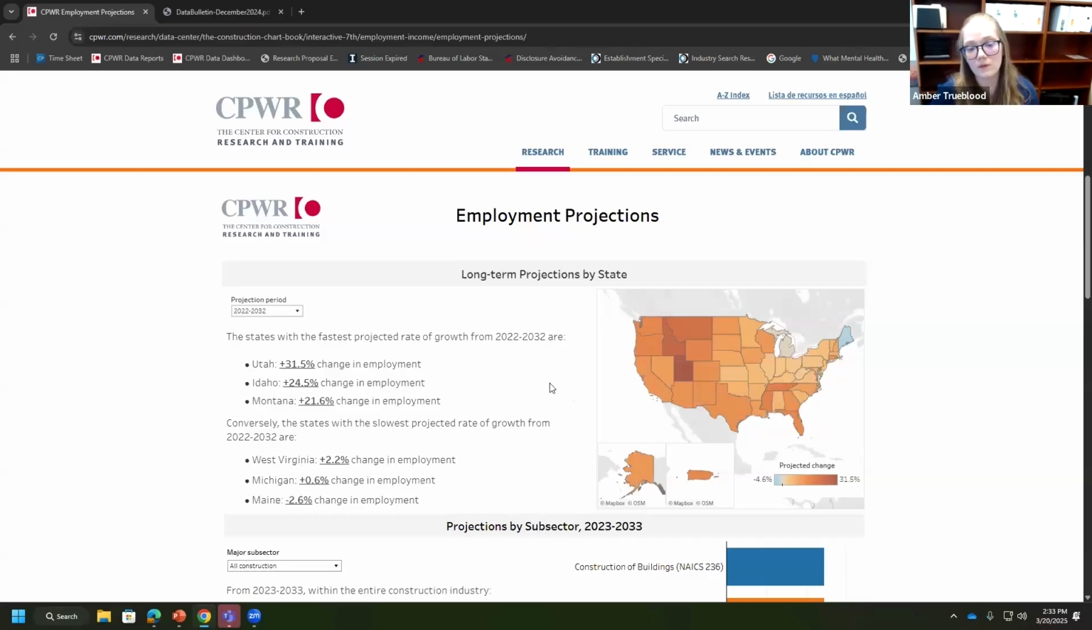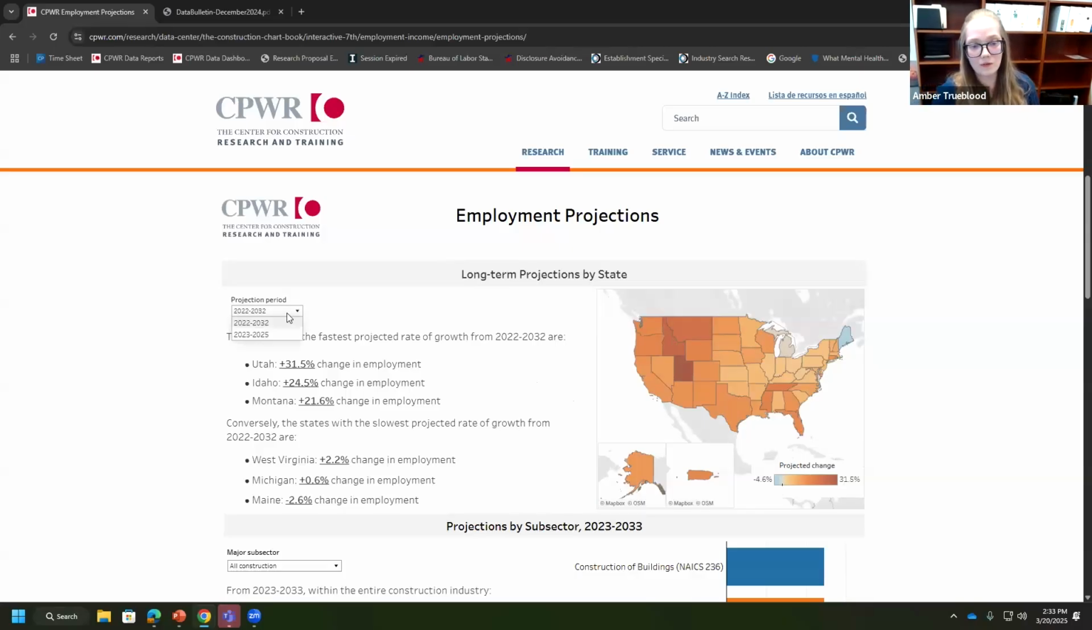Idaho following by 24% increase, and Montana. And they all lump together here. So geographically, we do start to see a spatial pattern there. And then the light blue or the lighter orange colors indicate our slowest projected rate of growth. So during this period, we are actually seeing Maine, who will see a decrease in construction employment by almost 3% from 2022 to 2032.